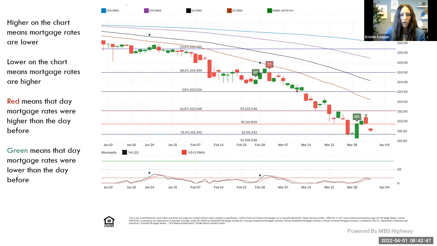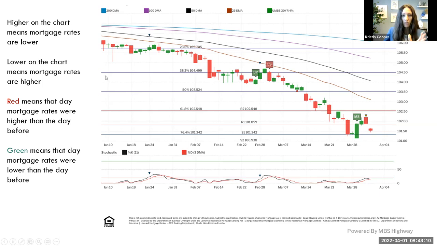So what we're looking at here is just a chart of what's called mortgage-backed securities, which is one of the indicators that we're going to be looking at to see what's going on in the mortgage market. And to really keep it simplified, but show you the impact of the volatility of this market, I want to show you this chart. So what you're looking at here is the first to the left-hand side, and you can see this goes back to January.